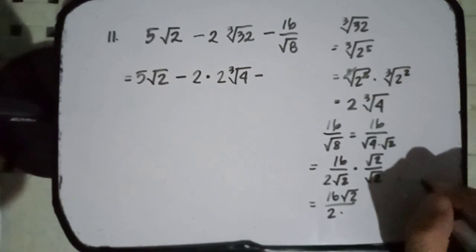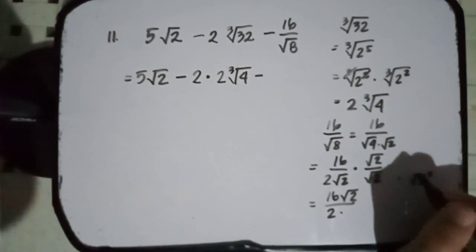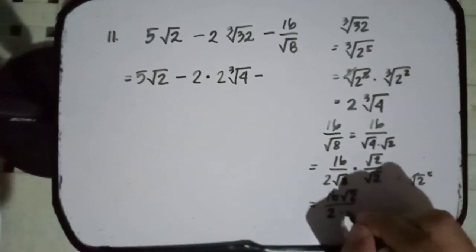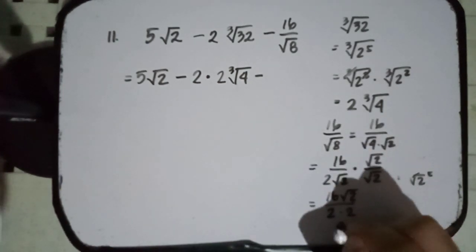And then dito naman, copy 2 over 2 times square root of 2 times square root of 2. Magiging ano na siya? Square root of 2 squared. So makakancel na yung square root, magiging 2 na lang. Kaya isulat natin yung 2. Okay, so 16 over 2 times 2, which is equal to 4.